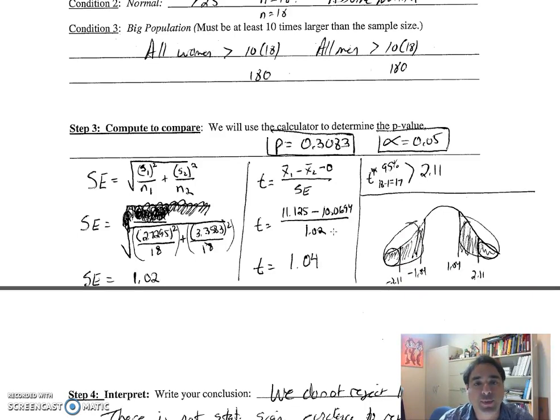Now, here's the work. Again, be very careful when you put in your SE. It's the square root of the first standard deviation, 2.7295 squared divided by 18, plus 3.3583 squared divided by 18, all under the radical. Be careful. Type it all in. It takes a little bit of practice, but you know you're right if you get 1.02. Then we're going to take the first group, which we said was women, 11.125, minus the second group, 10.0694, divided by your SE of 1.02, which gives us a t of 1.04.